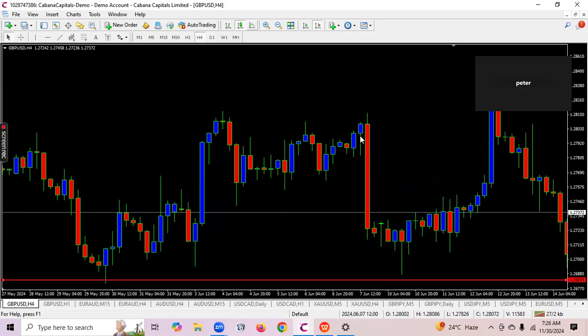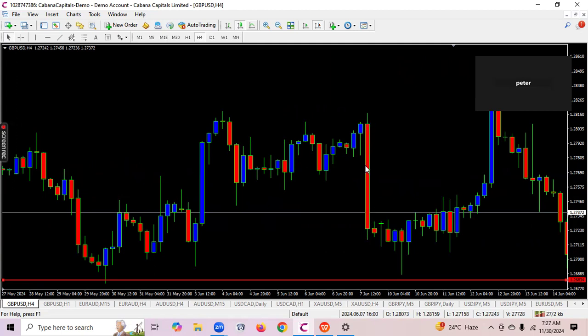So you can see this is an Angiman. It's a hammer. This hammer formed in an upward trend, as you can see, price was going up from this point, and it formed an Angiman. And what happened? Price dropped. But in this case, like I said, the rule is wait for the next candle to close bearish. Since the body of this candle is bullish, you wait for the next candle to close bearish.